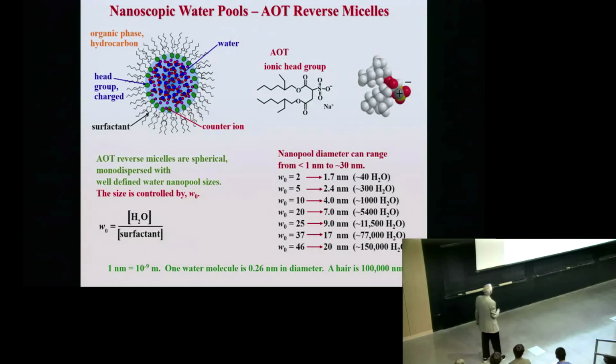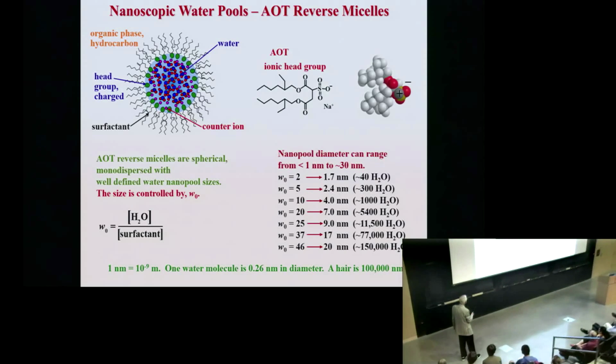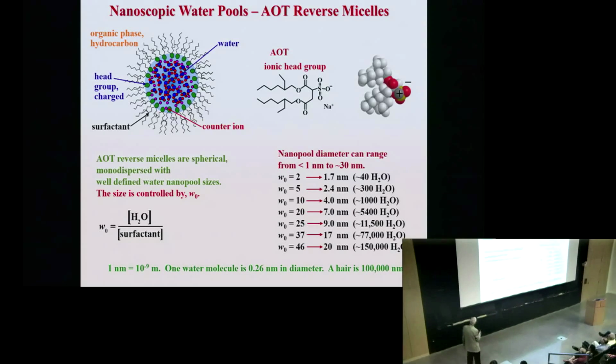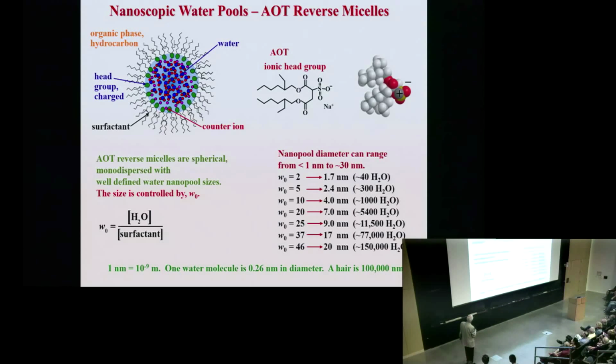Okay, so here's the trick. Just by changing the ratio of the number of water molecules to the number of surfactant soap molecules, you can change the size of this ball of water. So this is this parameter W naught. It can be two water molecules per surfactant, or like 46, and you can go from like 40 water molecules to 150,000 water molecules in a very controlled fashion.